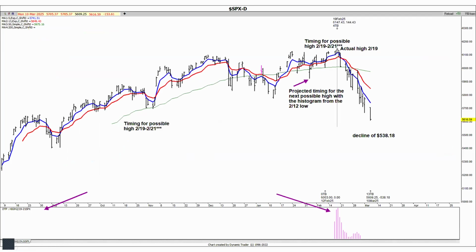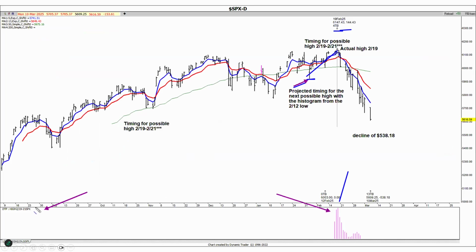All right. I guess I didn't update this one chart recently, but here's another recent example when we were rallying in the S&P cash. Now, what I had done at that time was I had projected timing for the next possible high from this last low. And the program spit out this histogram.